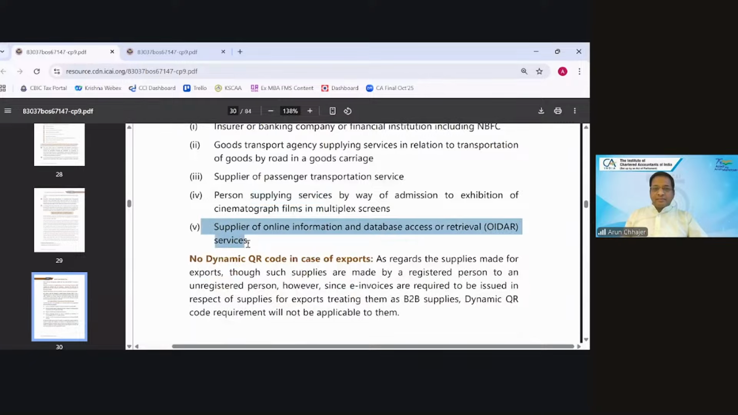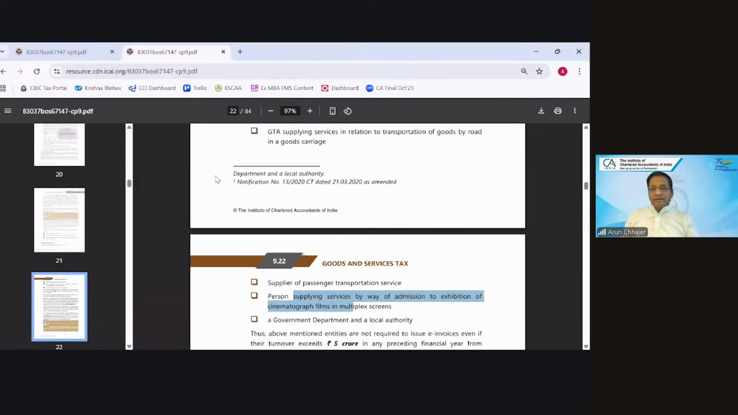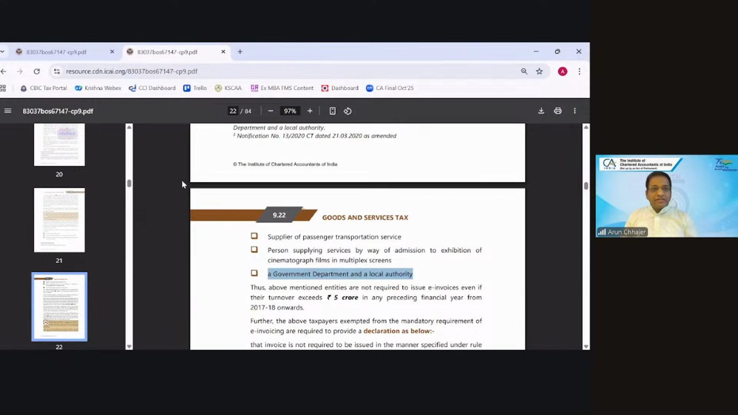And what is the next? Supply of OIDAR service. Is OIDAR covered in the e-invoicing list? Answer is no, it is not covered. Second difference: SEZ are covered in the invoicing exemption, but not in the dynamic QR code. Same for government or department or local authority: exempted in invoicing but not in dynamic QR code. Third, dynamic QR code is also exempted for OIDAR but it is not there in the list of exemption given to invoicing. These are the three differences.